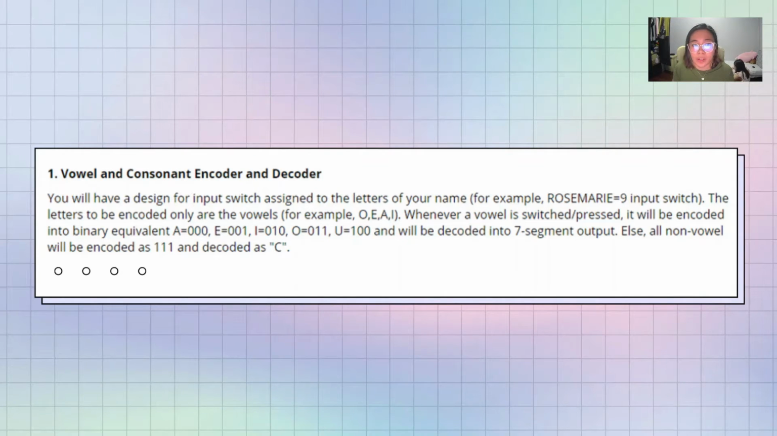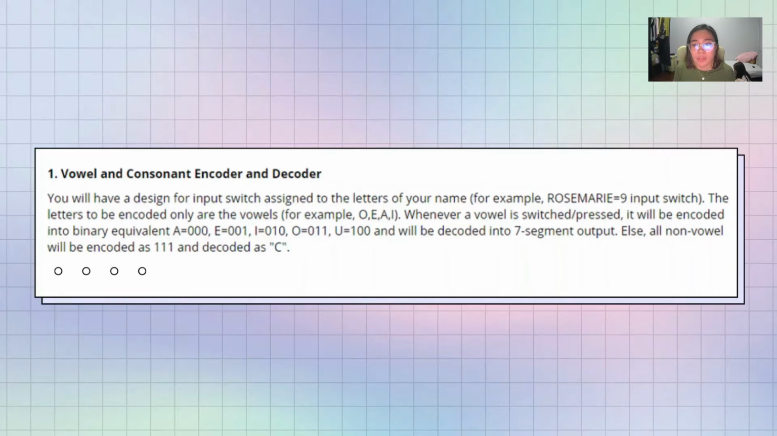So, for our task, you will have a design for input switches assigned to the letters of your name. In my case, Alexandra, I decided that I would just use 5 letters, which is Alexa. And the letters to be encoded are only the vowels.